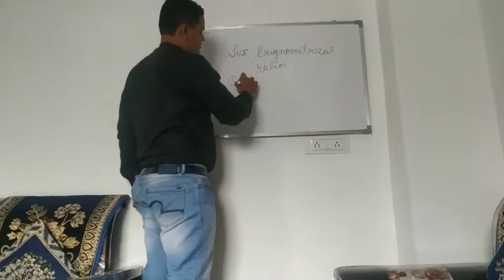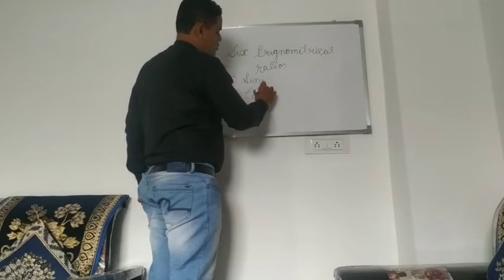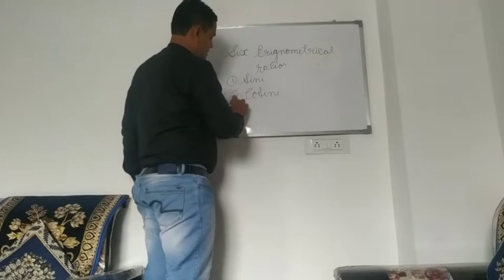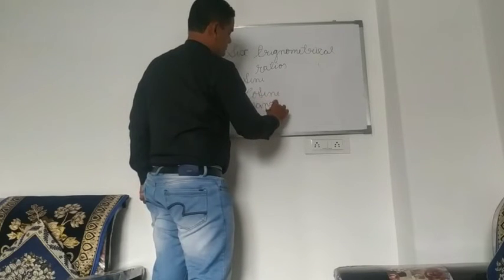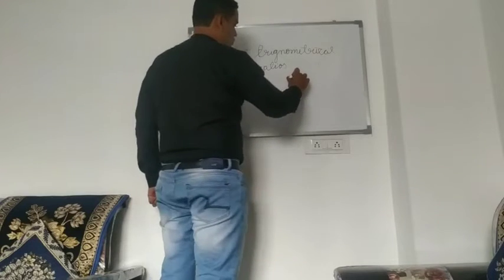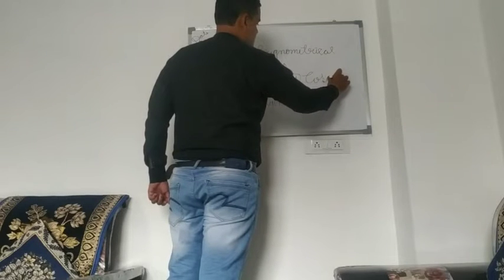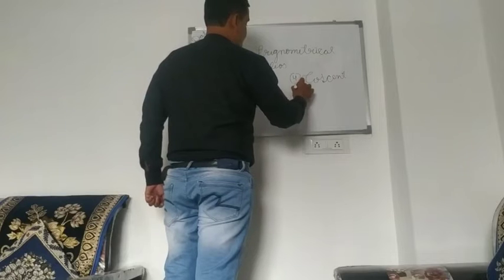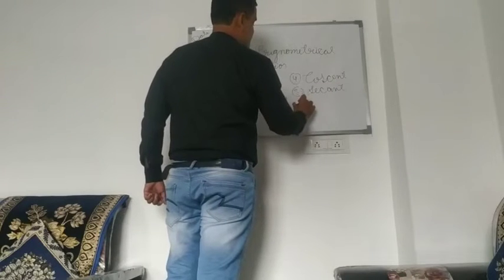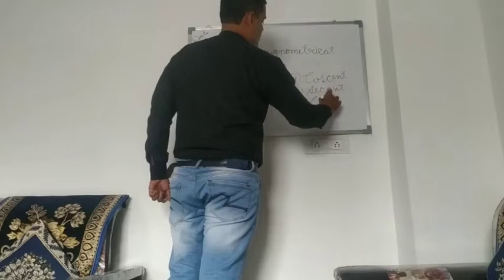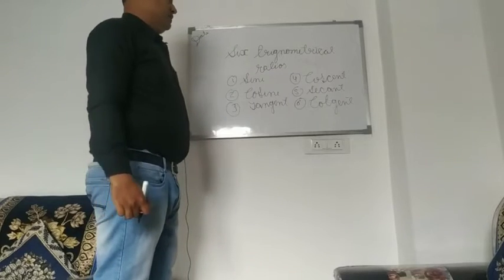These are: first is sine, second is cosine, third is tangent, fourth is cosecant, fifth is secant, and sixth is cotangent. These are the six trigonometrical ratios.